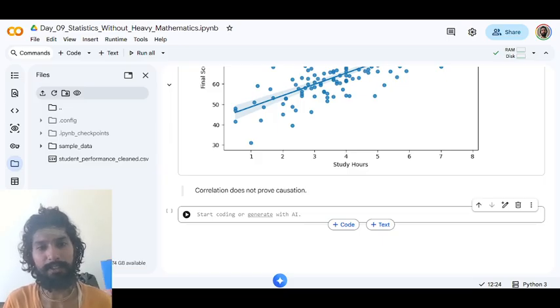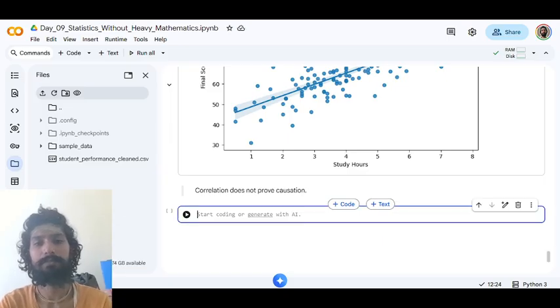For this lesson, remember the simpler statement. A high correlation is a clue, not proof. So let me write it out.